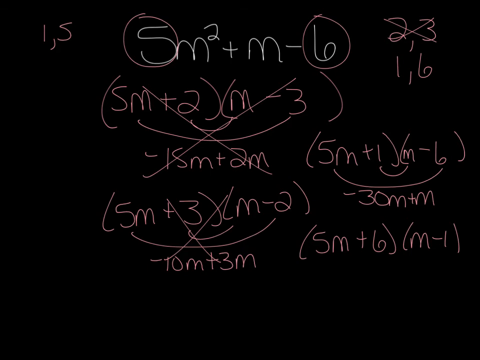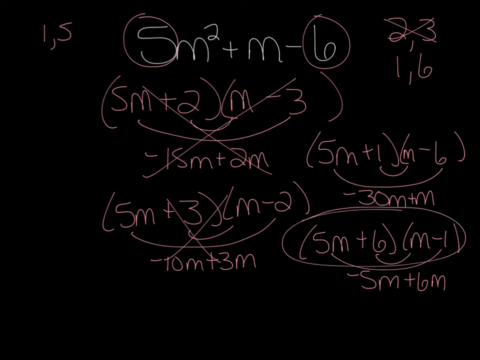Again, I know my first term's right. 5m times m is 5m squared. 6 times 1 is 6. I'm trying to get this middle term. So I check the outer, negative 5m. I check the inner, plus 6m. Ding, ding, ding. That gives me the 1m.